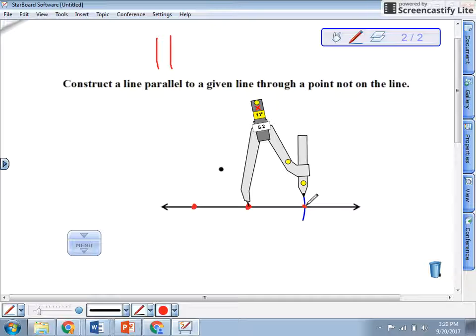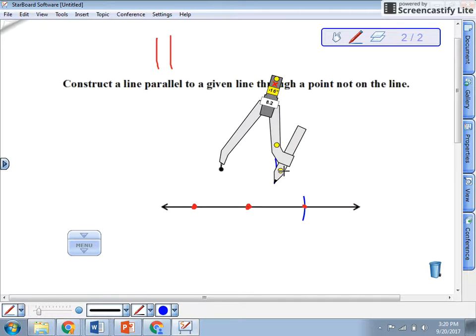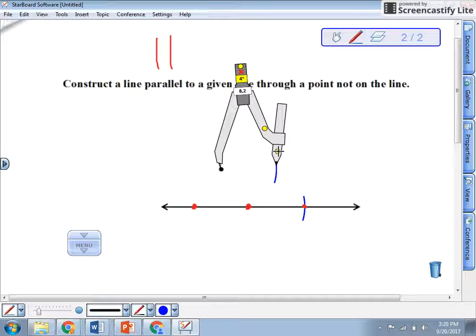Now I'm going to move my compass to the point that's not on the line, and I'm going to keep it the same distance, and I'm going to make a tick mark up in the air here. Okay, so there's our first step.